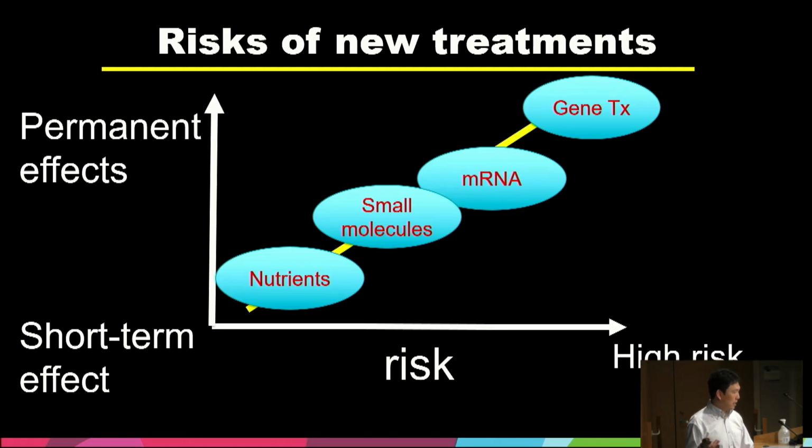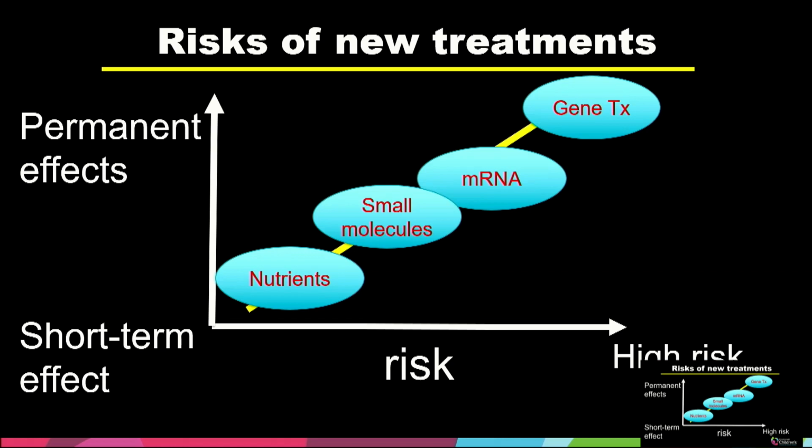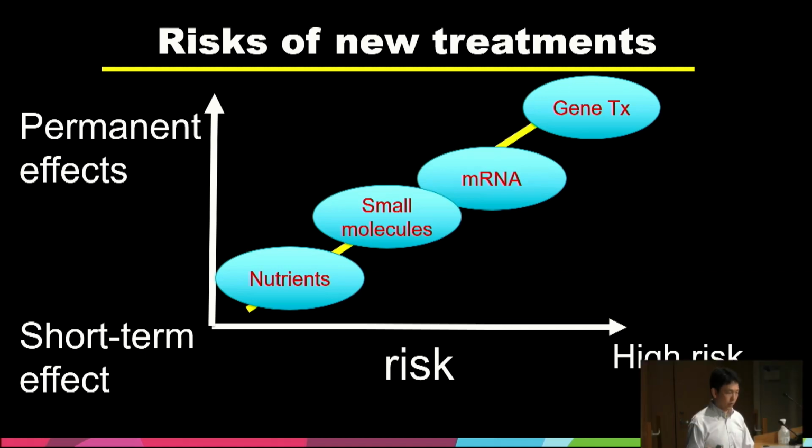Okay, so quickly, I'm trying to map out the risk against the effect. This is the risk, high risk on this axis, and short-term to permanent effect on the other. This is my own makeup, but it lines up like a nice correlation. If you have a short-term effect, it usually has low risk because it just gets out of the body. But if you have a permanent effect, yes, it's a good thing, but sometimes it can have higher risk because it stays in the body forever.